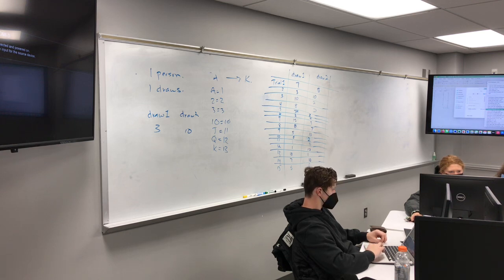Anybody else? Yes, ma'am. Can I get rid of this from the previous? No, that just loads whenever you load R. Okay, so it's all... Yeah, you're good to go.